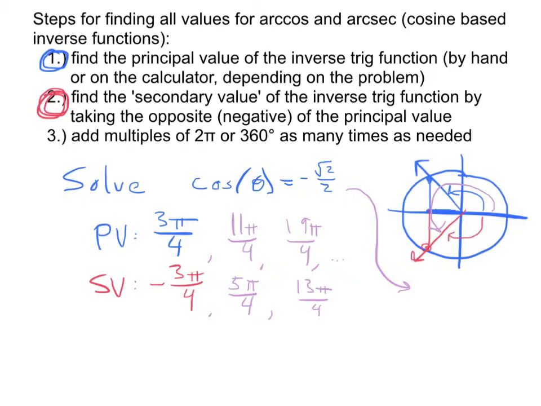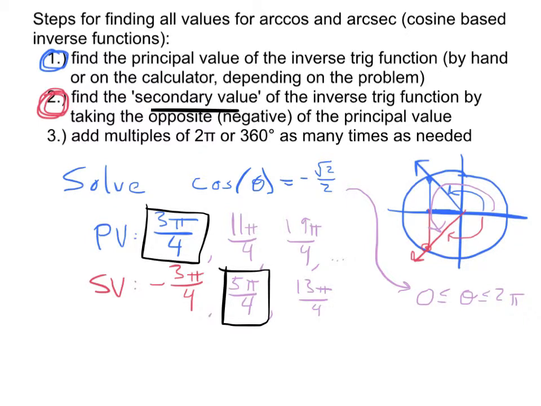Suppose that for this problem I told you that, again, I wanted values between 0 and 2 pi. Now that I've made the beginning of a list of everything, I can identify that my answers are 3 pi over 4 and 5 pi over 4. Those would be the solutions to that equation. Right? So a similar process to the sine and cosecant one. The difference is that in this case you find the secondary value by taking the opposite instead of subtracting from 180.